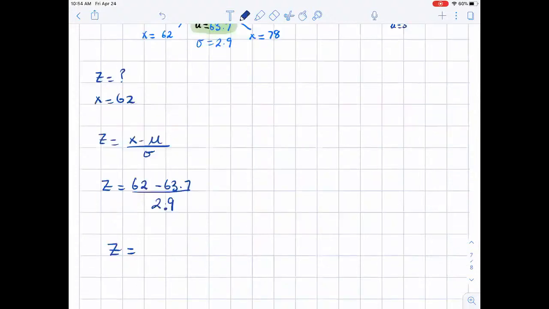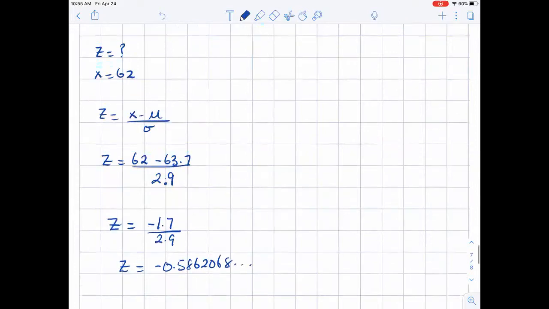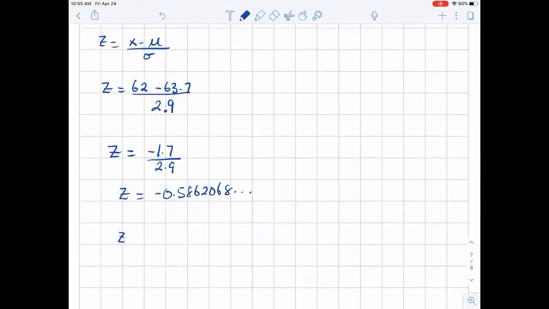So it's negative 0.59. So if we try this now, 62 minus 63.7, that will give me negative 1.7 over 2.9. Divide that by 2.9. So now you get a long decimal number. Z is equal to negative 0.586206, but your table, you can only look up two values.